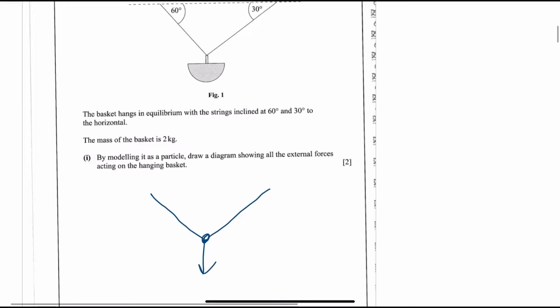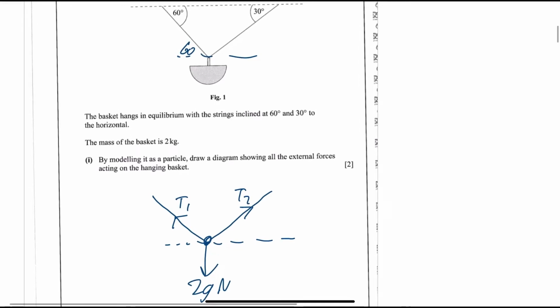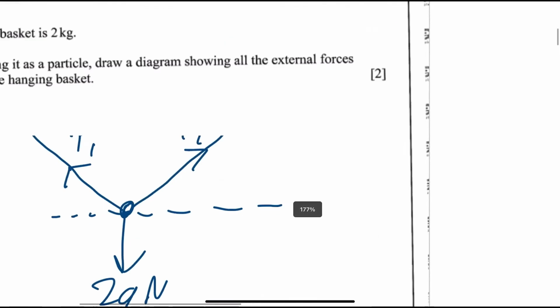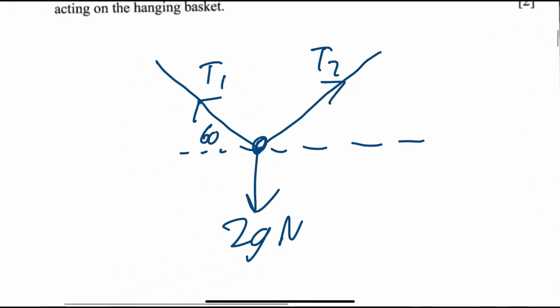Okay, it was mass 2 kilograms, so 2 newtons going this way. I'll call that tension 1, T subscript 1, and tension 2. And then by alternate angles, if we just do them in there so we can see, that's going to be 60, that's going to be 30. So we'll just zoom in on our diagram then. That is 60 degrees and 30 degrees. So that's what you've got.